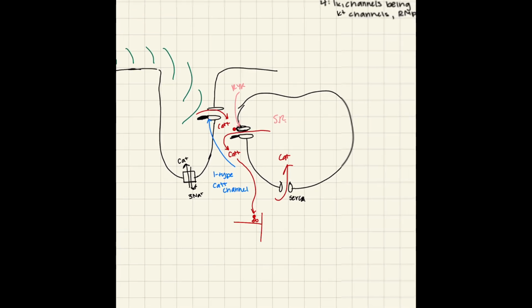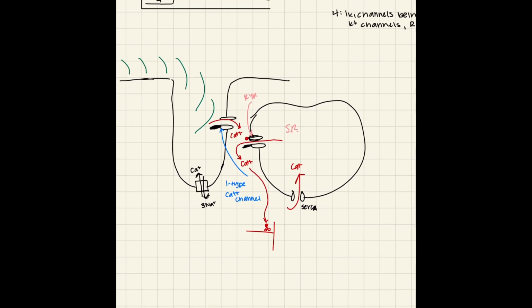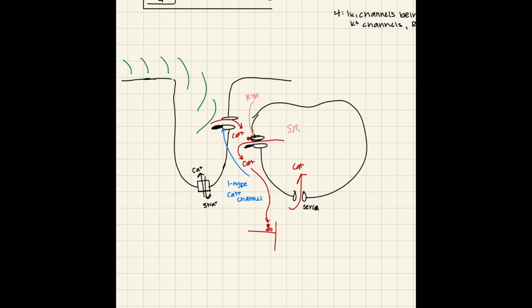It's also important to remember that the strength of contraction relies on the amount of calcium released. So if we release more calcium, we have a stronger contraction. If we release less calcium, we have lesser contraction. So we have channels to control contraction so that we don't release too little or too much calcium, so that we have the right strength of contraction so that we don't break our heart.